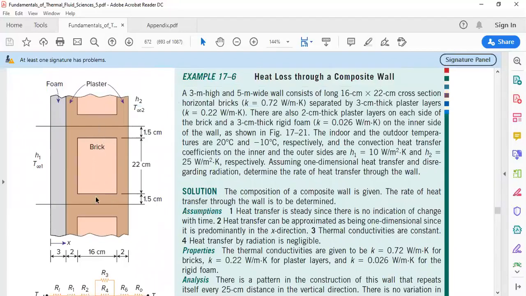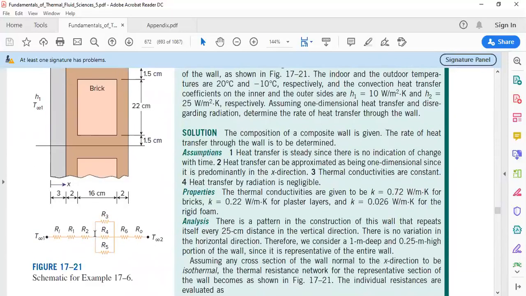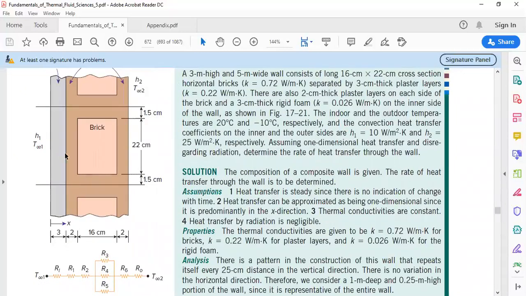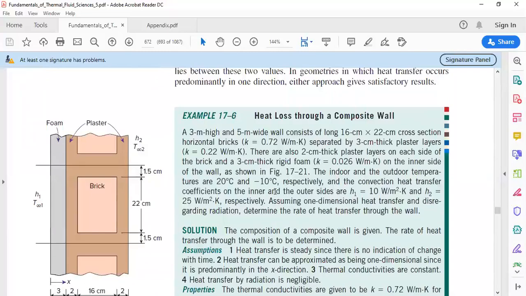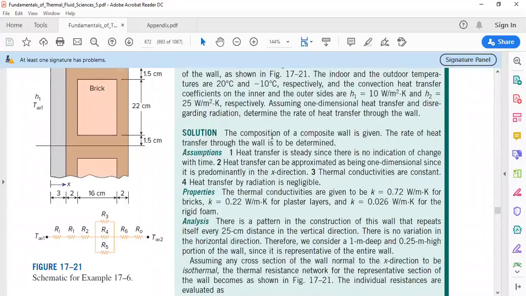While these three resistances in parallel are in series with the thermal resistance of the plaster from this side and with the thermal resistance of the plaster from this side, as we can see here in R2 and R6, while the other resistances are in series with each other. So we can take a look at this example 17.6.